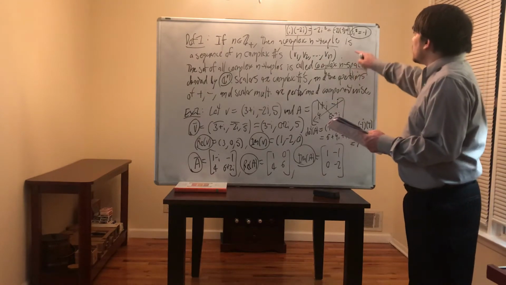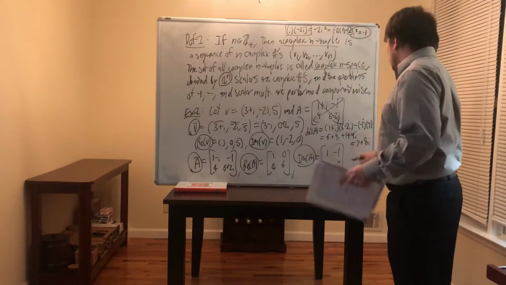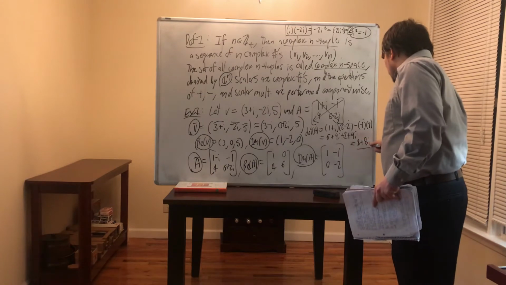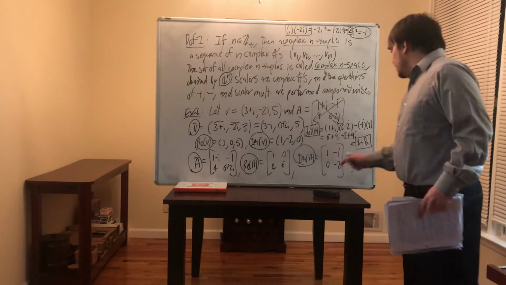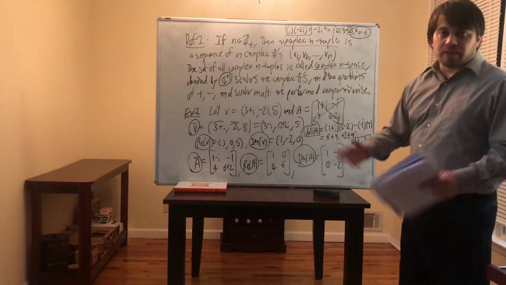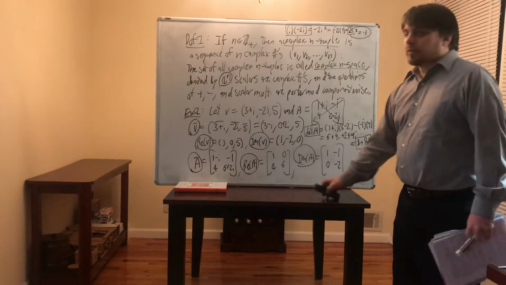Plus, oh wait, that's 2. This times this is 2. Be plus 2. That's 8 plus 8i. Good. So the determinant of A is 8 plus 8i. Okay? And so you just calculate like you would a normal determinant of a normal matrix. Good.